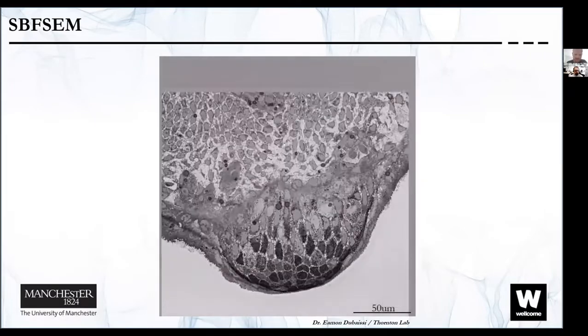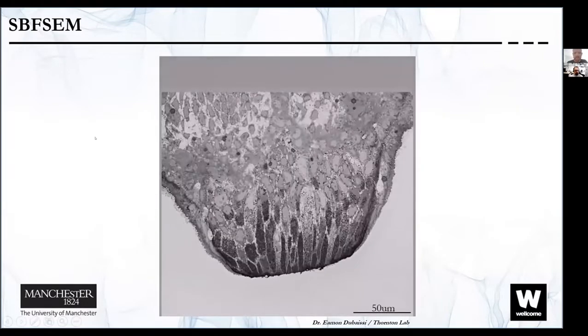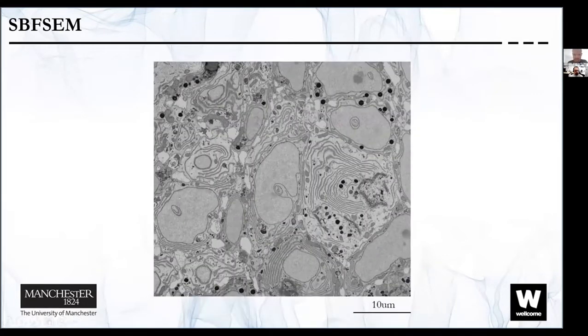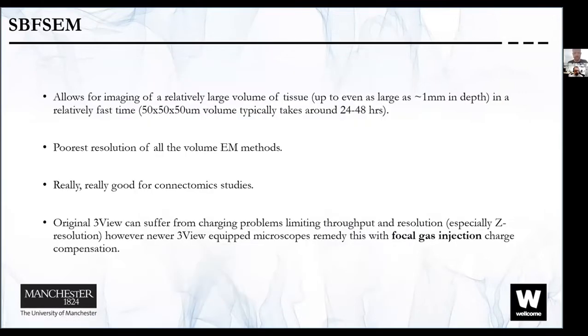So these pixels are, I think, around 20 nanometers in size, which isn't as high as serial section transmission electron microscopy. But as I've shown with this image, it's more than enough to resolve membranes of the ER, lots of details, vesicles and so on, large vesicles.